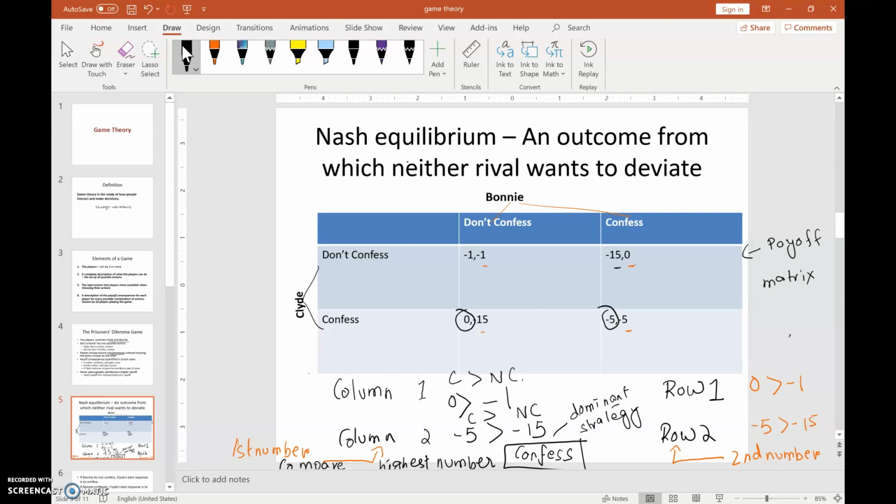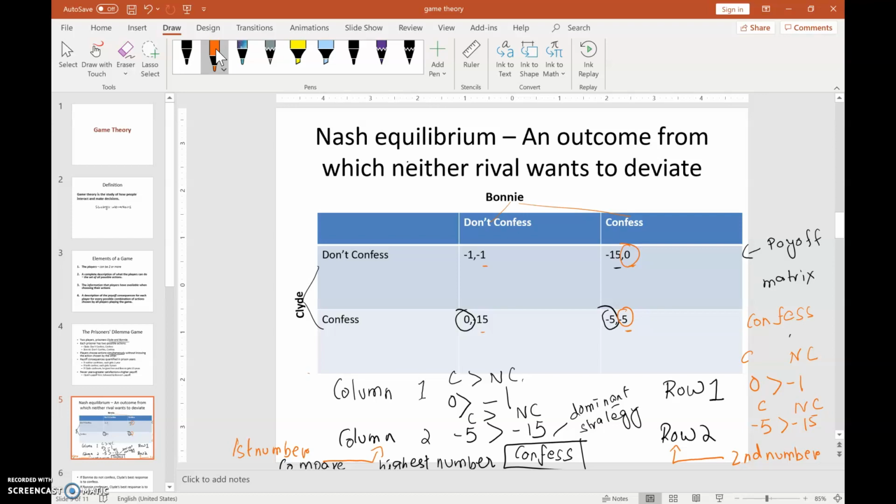Now look at row 1 and row 2. Row 1, Clyde chooses to not confess. Bonnie will choose to confess over not confess. Row 2, Clyde chooses to confess. Bonnie will choose to confess over not confess. Let me circle the chosen numbers. Looks like confess is also Bonnie's dominant strategy.